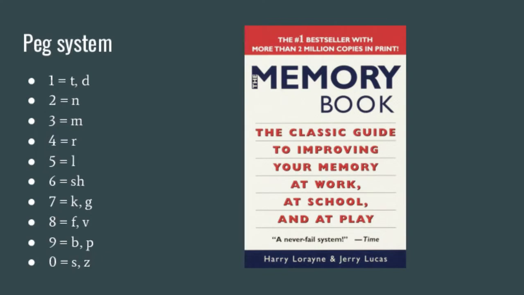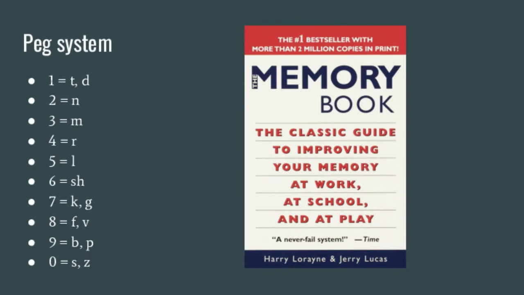So if you've got numbers or a list, you're going to create a kind of visual peg. So one is going to be like this visual peg, and you create a visual image to associate what you need to memorize with your standard visual peg for that number. All right, let me explain. And by the way, there are different peg systems out there. The one I'm presenting you is one from this book. This is what we had to buy when I was a teenager.